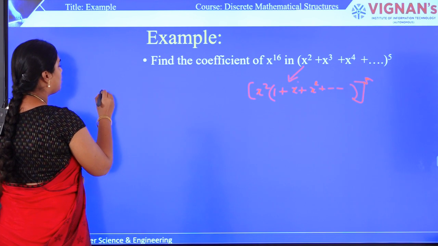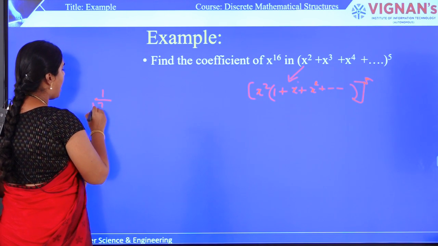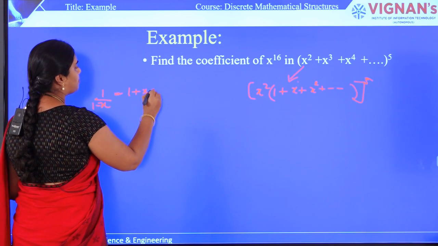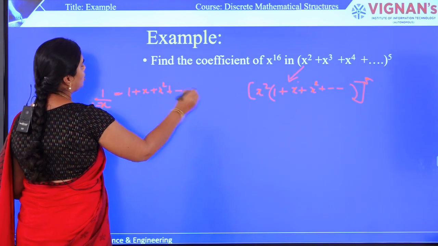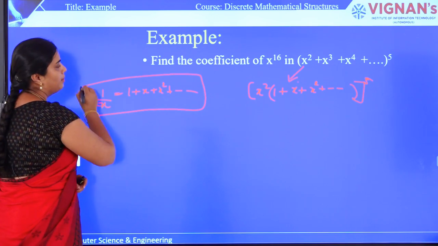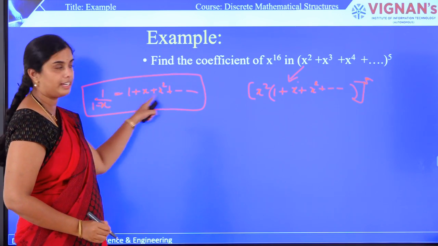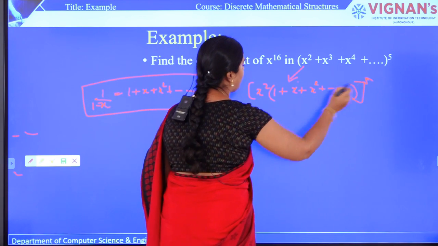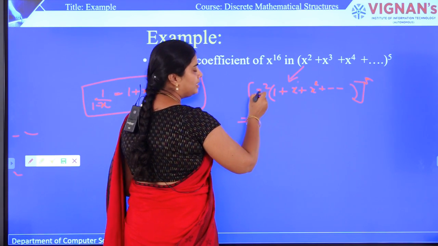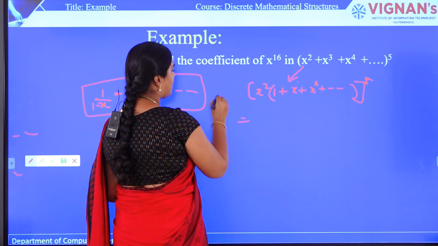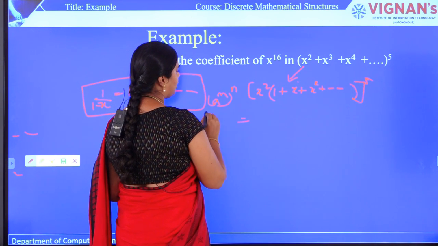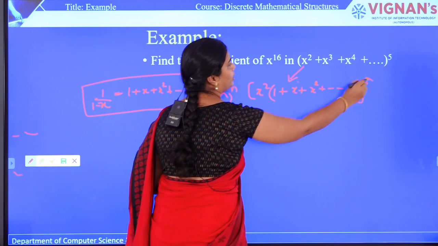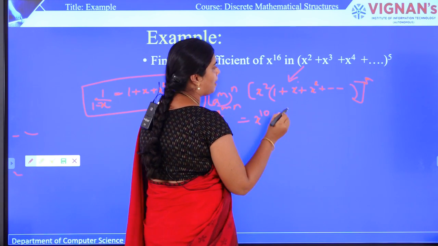Because from the polynomial expansion, I have said 1 by 1 minus x is equal to 1 plus x square plus so on. This is the standard formula. So we reduced it into this type. How can this be written further? This 5 will be distributed to this x square, because a power m whole power n will be equal to a power mn. So it will be 2 into 5, that is equal to 10. Okay, this part is over.